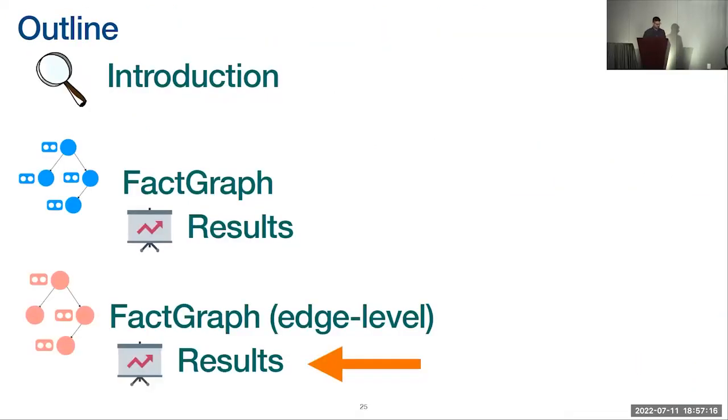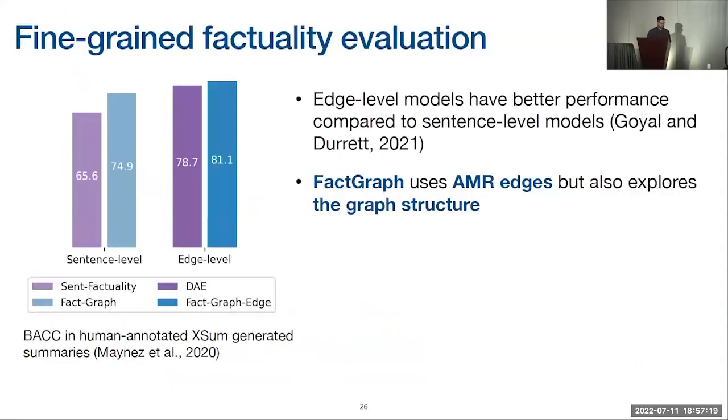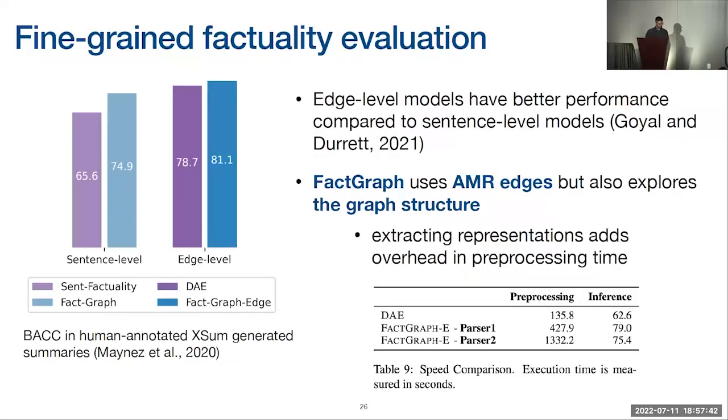Here I'd like to present results briefly. First we compare with sentence level, and we see that edge level models have better performance compared to sentence level models. This was shown also in previous work. FactGraph uses AMR edges, but also explores the graph structure. This is different from previous work that does not leverage the entire graph structure. However, when extracting those representations, there is overhead in the pre-processing time. So it's a little bit slower than previous work when you extract those graphs.